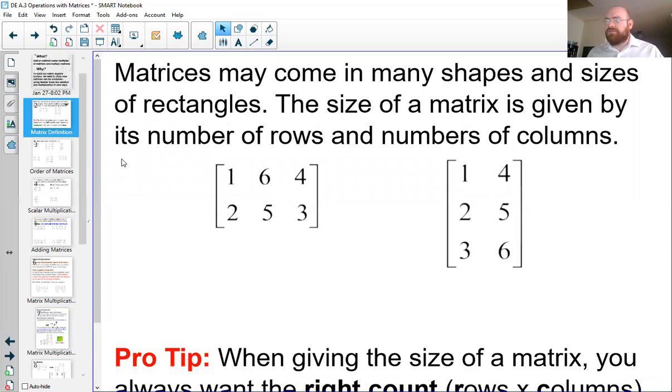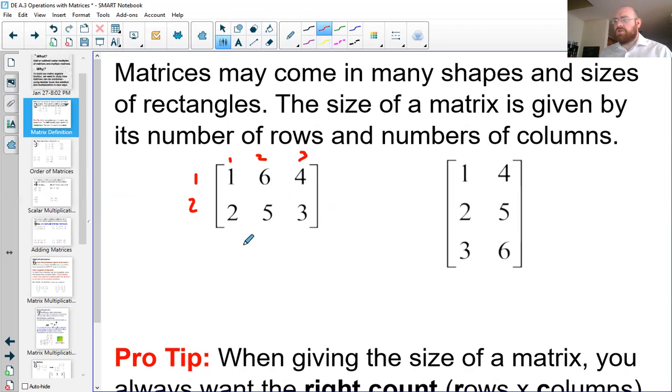So to start us off, we need to remember that matrices come in many shapes and sizes of rectangles. The size of a matrix is given by its number of rows and its number of columns. So if we look here, this has 1, 2 rows and 1, 2, 3 columns. So this would be a 2 by 3 matrix.